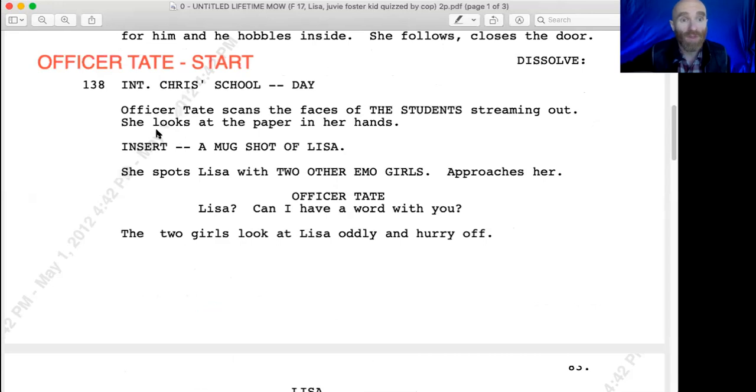Interior Chris's school, Officer Tate scans the faces of students streaming out. She looks at the paper in her hands, a mug shot of Lisa. She spots Lisa with two other emo girls, approaches her. Officer Tate: Lisa, can I have a word with you? The two girls look at Lisa oddly and hurry off.